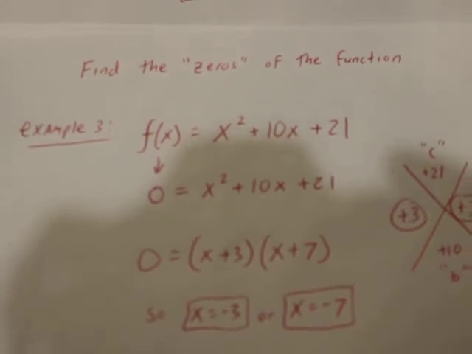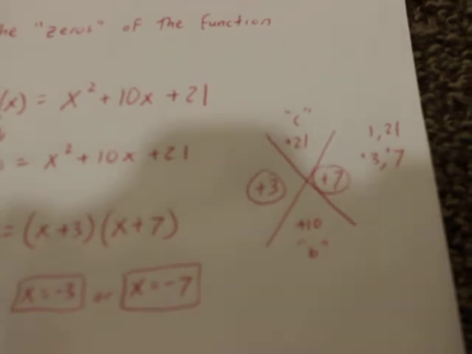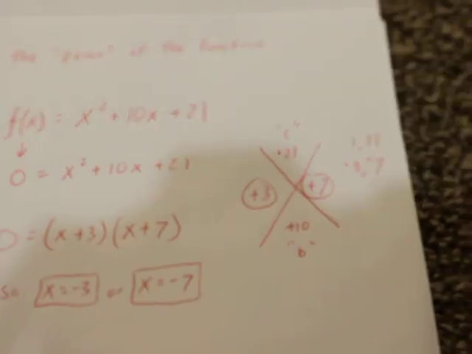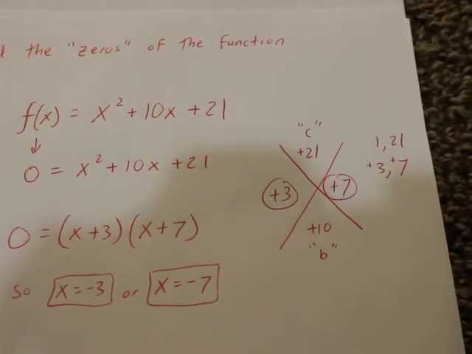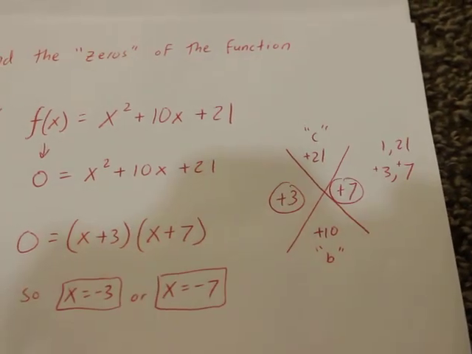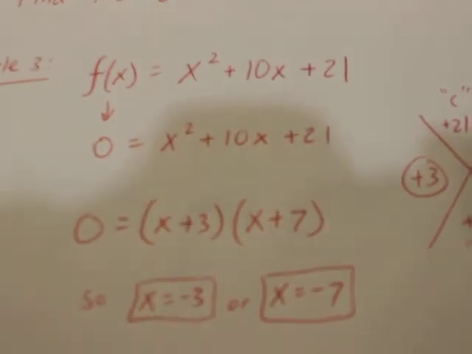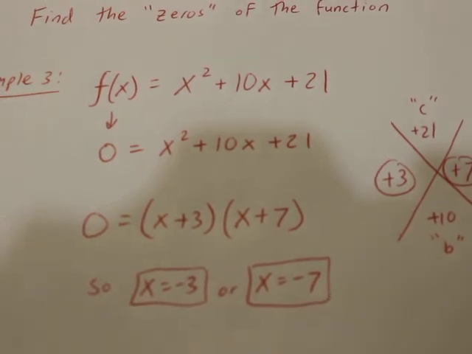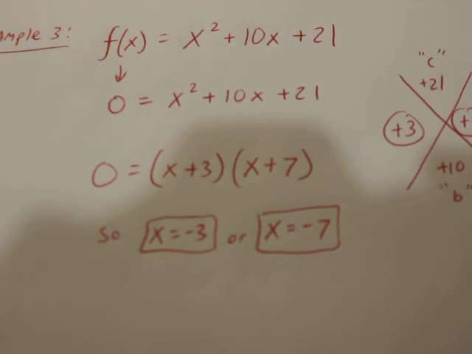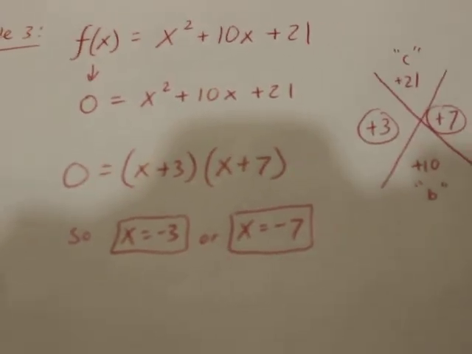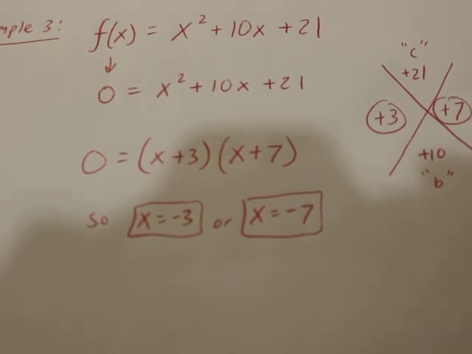Factor the trinomial x squared plus 10x plus 21. I made my little x over there. So the c value is positive 21. The b value is 10. The factors of 21 that give you 10 when you add them together would be 3 and 7. Factor that trinomial into the two binomials, and then use the zero product property to find the x values, which basically means what makes each of those equal 0. So there are two solutions, -3 and -7.